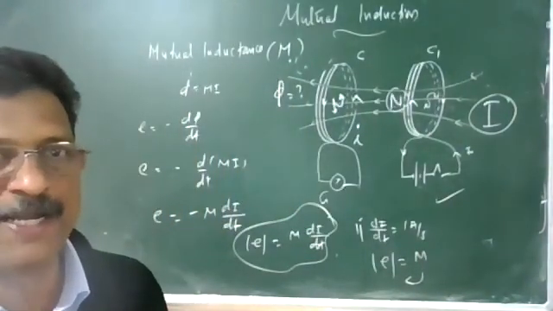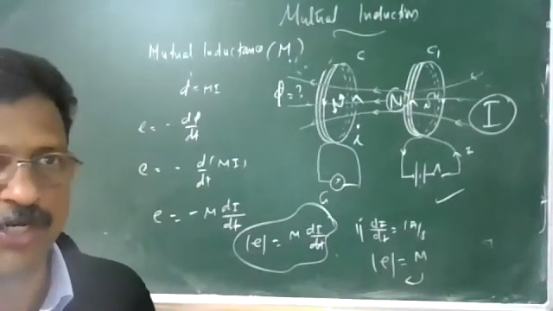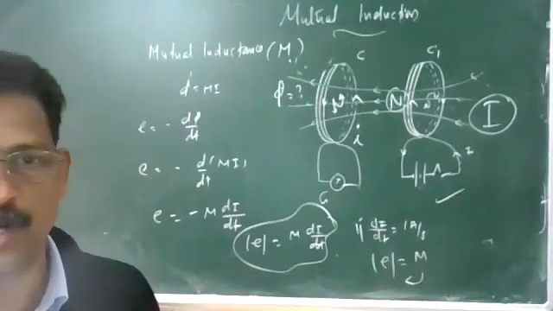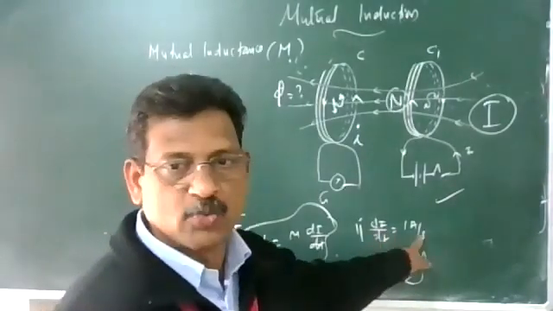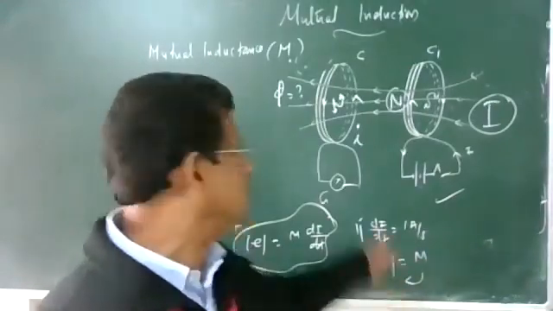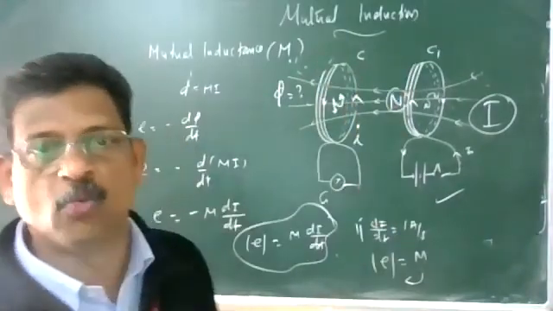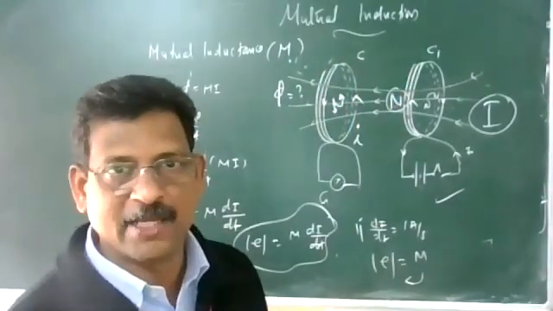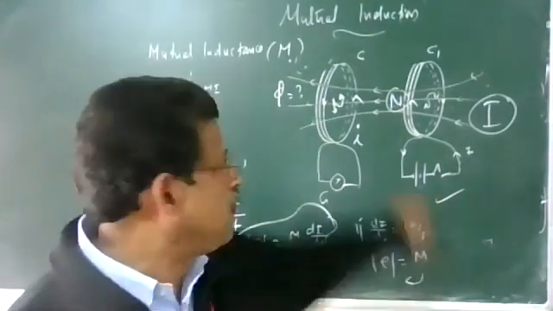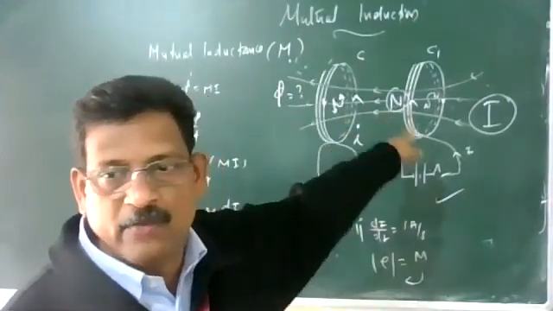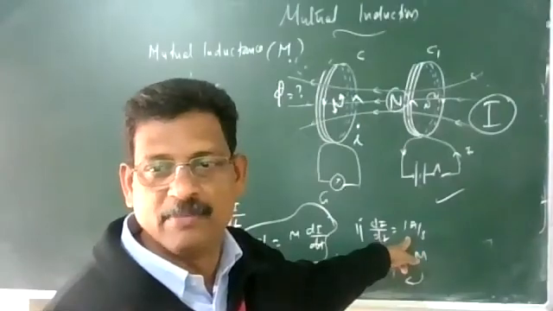SI unit of mutual inductance is also Henry. Self-inductance, SI unit is Henry. Mutual inductance, SI unit is also Henry. The definition is this. From this equation, if di by dt is 1 ampere per second and an EMF of 1 volt is developed in one coil, then mutual inductance between two coils is said to be 1 Henry. Exactly the same way, if an EMF of 1 volt is developed in one coil when the current in the nearby coil changes at the rate of 1 ampere per second.